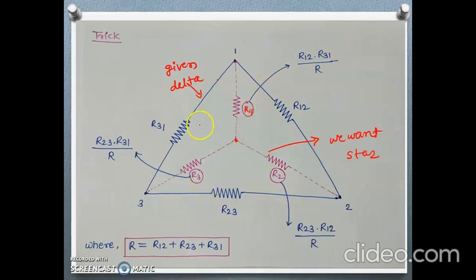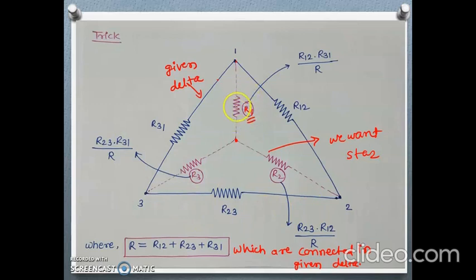Remember that when we are converting a given delta to a star, the denominator will always be the sum of all. So here the denominator R is equal to R12 plus R23 plus R31. It is simply the sum of the three resistances which are connected in the given delta. Then we want the R1, R2 and R3 values. How will we remember this?